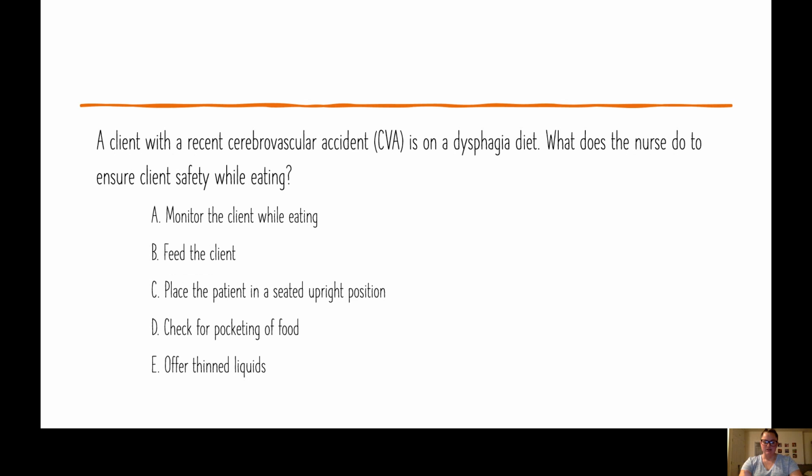Okay, on to the next practice question. So, a client with a recent cerebrovascular accident, or CVA, is on a dysphagia diet. What does the nurse do to ensure client safety while eating? So important in here is dysphagia and eating safety. Okay, those are your key words that we're pulling out from there.